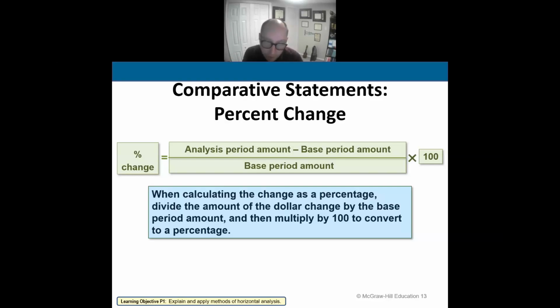Very, very common formula. You probably saw this in statistics, maybe. If you haven't taken that course already, you probably will see it there. Or maybe in personal finance or something like that. You may have seen this before, but this is the most common way of calculating the percent change. And there's a good chance you'll use this in your career at some point.